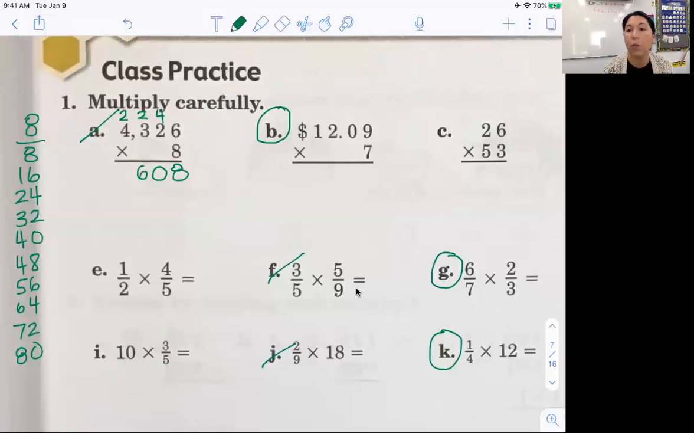And 8 times 4 is 32. 32 plus 2 is 34. I always want to put my commas in, count from the back, 1, 2, 3, comma. So 34,608 is my answer. All right, you guys are going to do B right now by yourself. So go ahead and pause the video and do letter B.